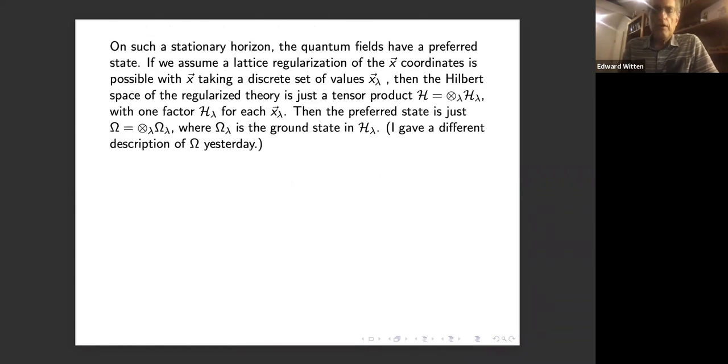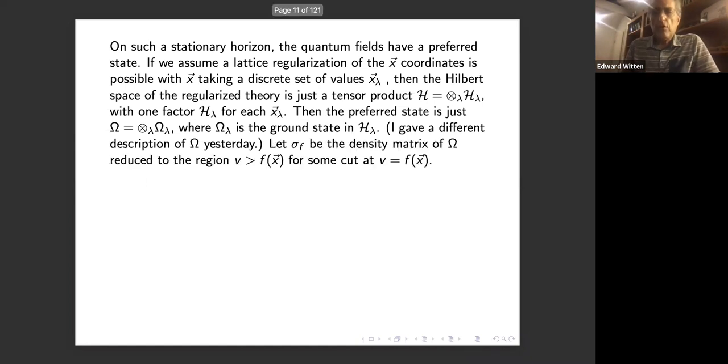Here's another way. As Aron Wall explained, if we make a lattice regularization of the angular coordinates with a discrete set of values that I'll call x sub lambda, then the Hilbert space of the regularized theory is just a tensor product. H is the tensor product over all values of lambda of h sub lambda. For each lambda, the angles are fixed to a point, but we still have the v direction, which is one dimension. And there also, although I've suppressed it, is the orthogonal u direction. So at each value of lambda, we'd have a two-dimensional space-time living at that particular value of x.